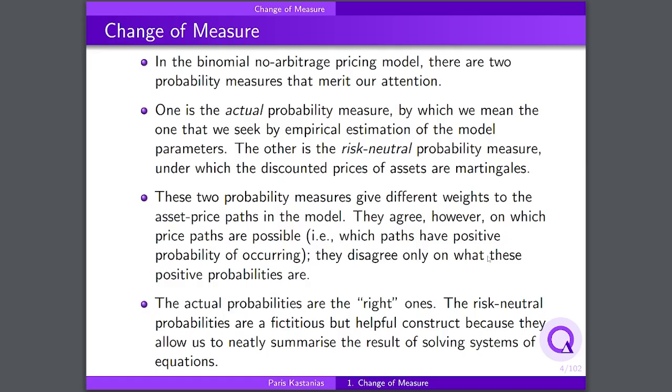There are 2 probability measures. One is the actual probability measure, which is the empirical estimation of the model. The other is the risk neutral probability measure, which is under the discounted prices of assets. They're going to be martingales, which is basically that result over there.